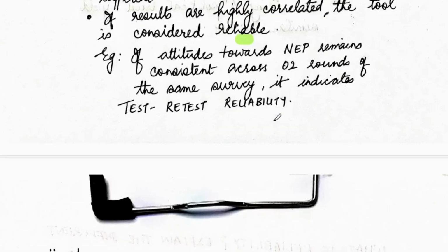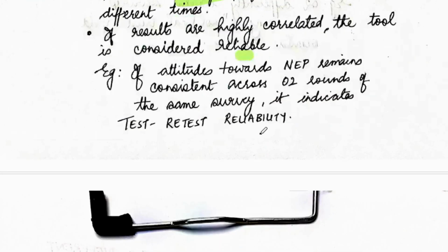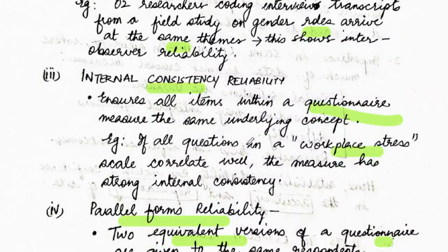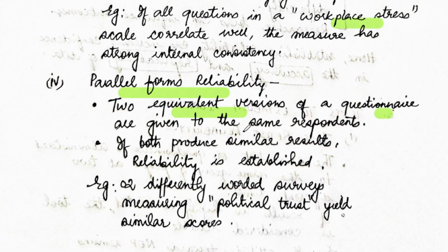So these are the four forms of test: test, retest, where we take the same test and administer to same group of people at two different times. Second is inter-observer, where two different researchers are observing the same situation and recording similar findings. Third, internal consistency, where we ensure that all the items within a questionnaire measure the same underlying concept. And last, two equivalent versions of a questionnaire are given to the same respondents. If both produce similar results, then it has parallel forms reliability.